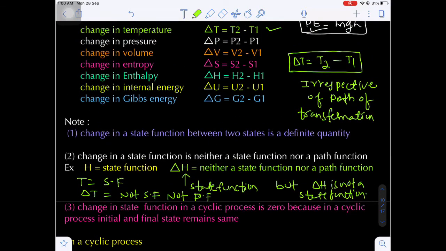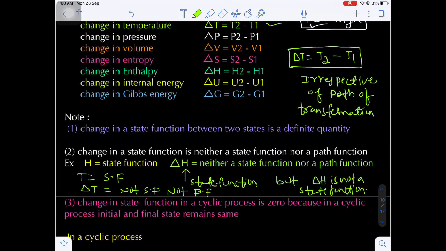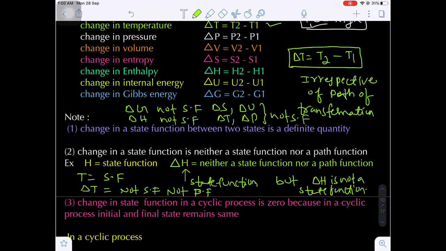That means delta G is not a state function. Delta H is not a state function. Delta S, delta U, delta T, delta P, also not a state function, and not even a path function.